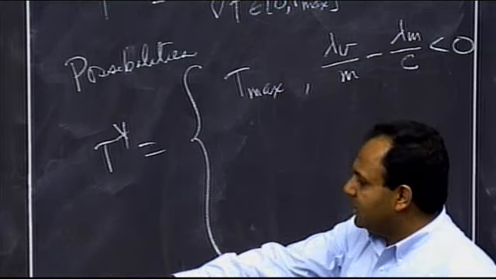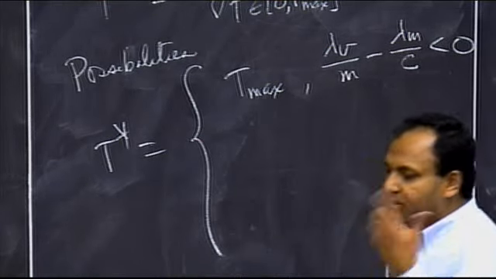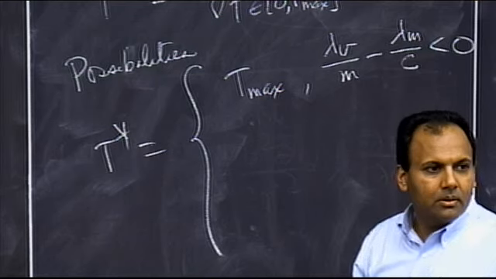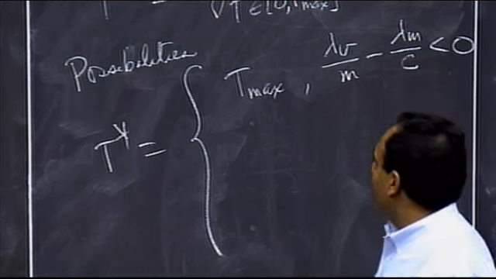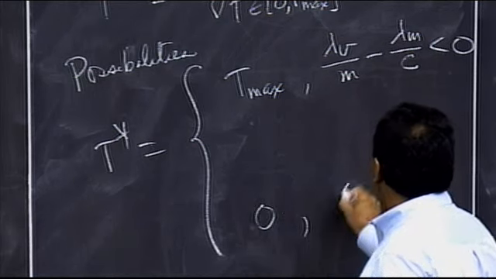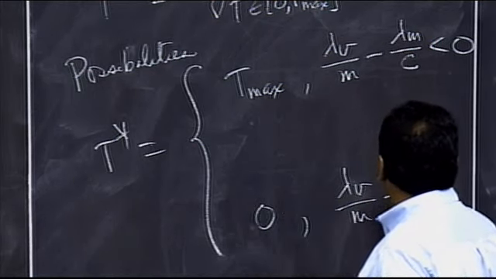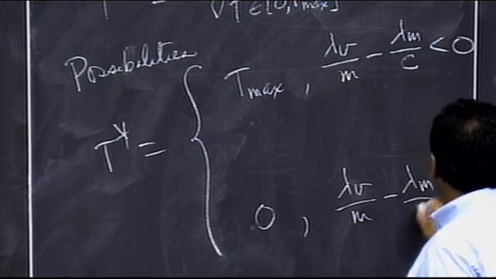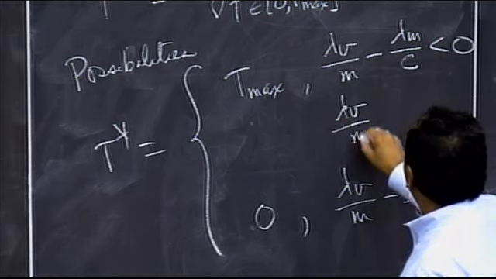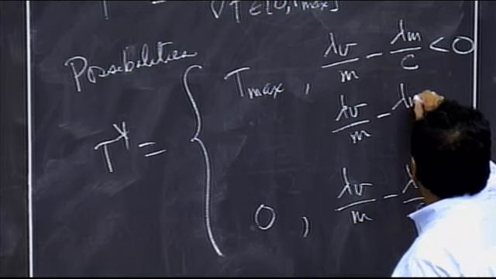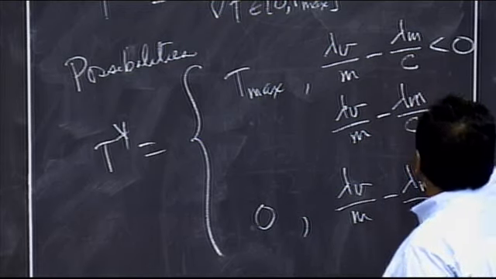Now I'm going to skip a little space here. What happens if lambda sub V over M minus lambda sub M over C is greater than 0? Then it's equal to 0, right? So it's equal to 0 if lambda sub V over M minus lambda sub M over C is greater than 0.